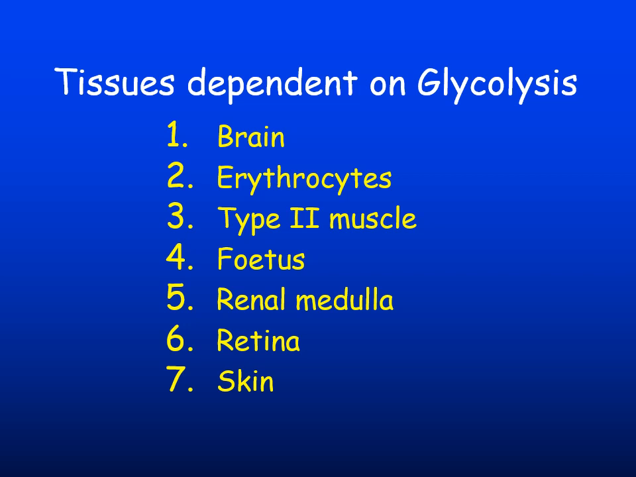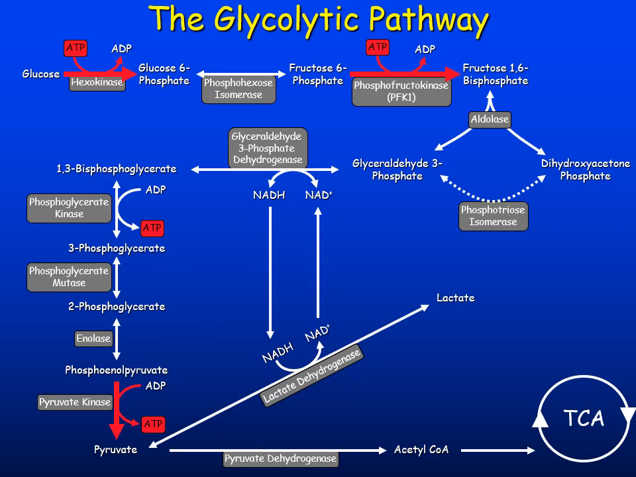While these other ones here, so type 2 muscle, the fetus, the renal medulla, the retina and your skin, they do have some level of mitochondrial expression, but just at much lower levels. So generally, they're far more dependent upon glycolysis for energy production as well. So let's have a close look at the pathway. This is it here, and you can see that it consists of a series of 10 enzymatically catalyzed steps, starting with glucose and finishing with pyruvate.